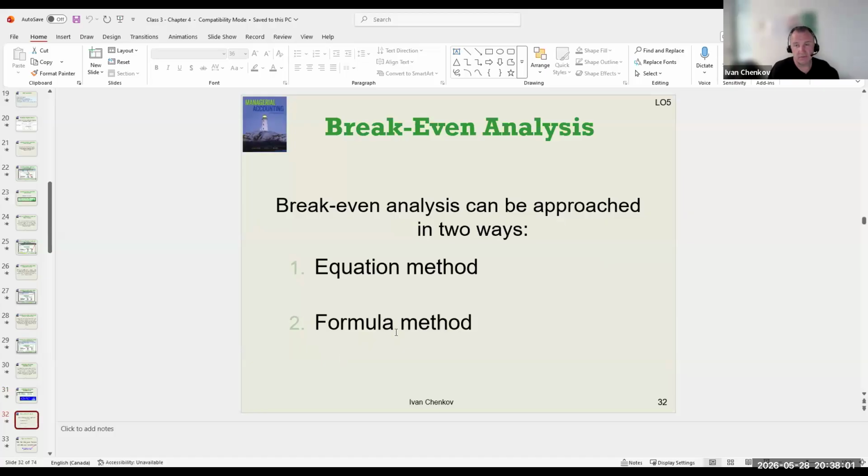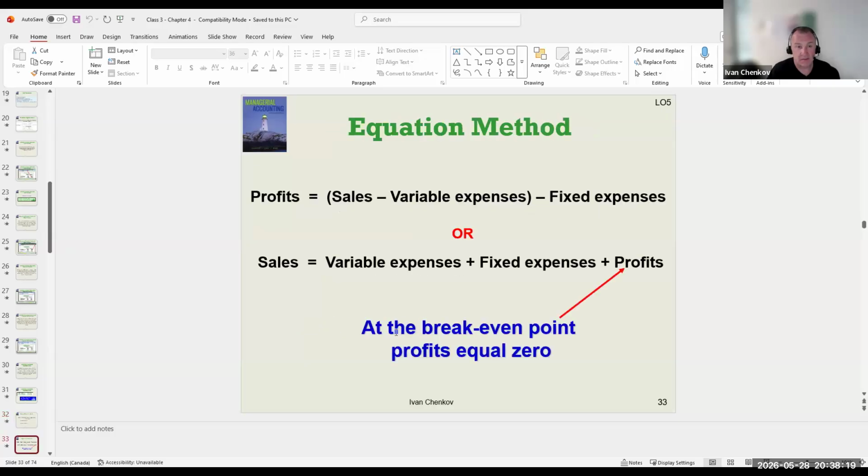For the break-even analysis, we have two methods. One is the equation method, the other one is the formula method. I'm going to show you both. You can use whichever is easy for you. There's no recipe here. Whatever is easy for you, that's what you should use. So the equation method is profit equals sales minus the variable expenses minus the fixed expenses. Or sales equals the variable expenses plus the fixed expenses plus the profit. At the break-even point, we want the profit to be equal to 0. That's how we get the break-even point.